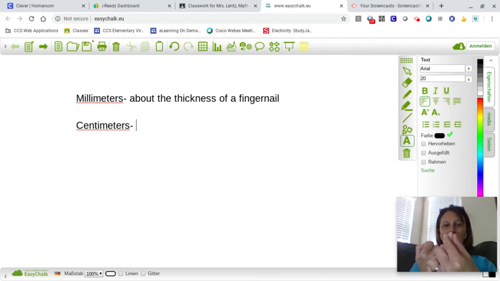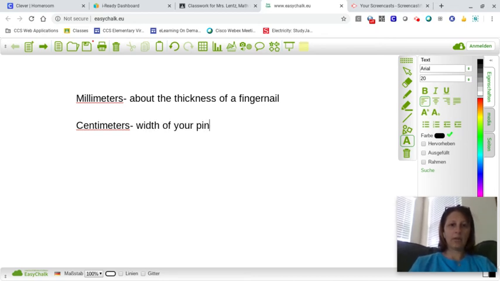This way on your finger is the way that we usually visualize how big a centimeter is. So look at your finger right now and look about that distance across. So we usually say the width of your, we call that your pinky finger, your little one, is a good estimate for a centimeter.